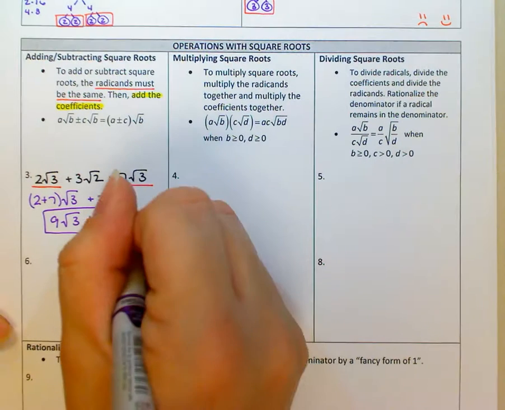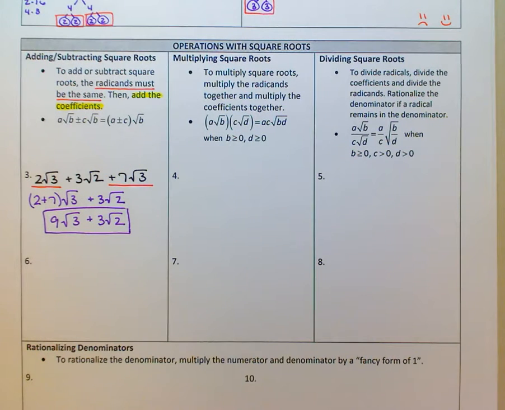We cannot take the square root of 3 and add it to the square root of 2. They're just not the same radicand. Okay, it's like adding x's and y's. You can't do it. Now it does not matter the order. You could have 3 square root of 2 plus 9 square root of 3. Okay, as long as you have both of them and they have the correct sign, you are allowed to do this, okay?